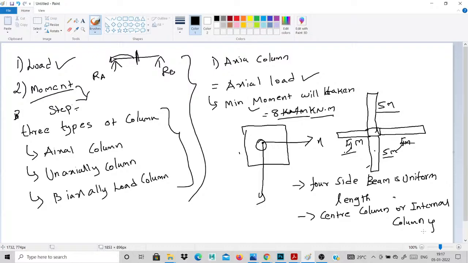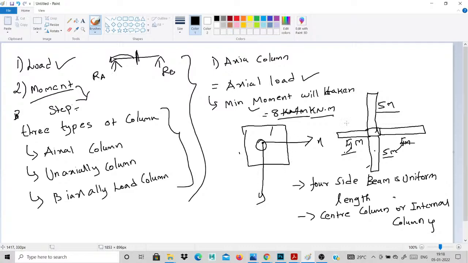Now let's understand how to identify the axial column. First of all, the four beams acting on your axial column are of uniform length. That is called an axial column. Another name is internal column. That is called an axially loaded column.